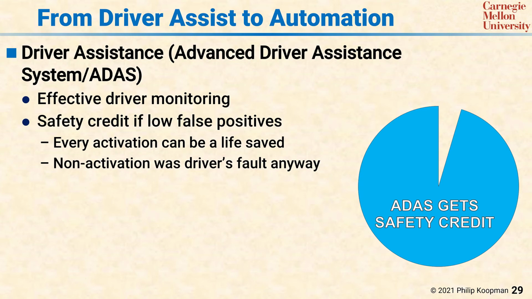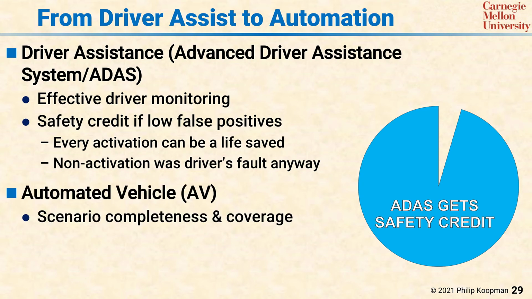Let's contrast this with automated driving. In automated driving, the emphasis is not just on providing safety when it's easy and you have already seen the problem. It's on scenario completeness and coverage. The automated driving system has to do everything because the entire point of being automated is that you're not relying on the human driver to save the system if something goes wrong.